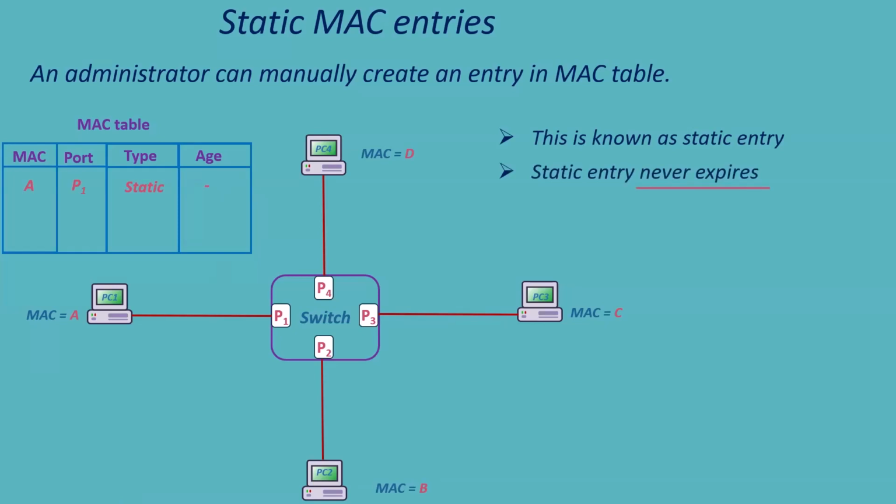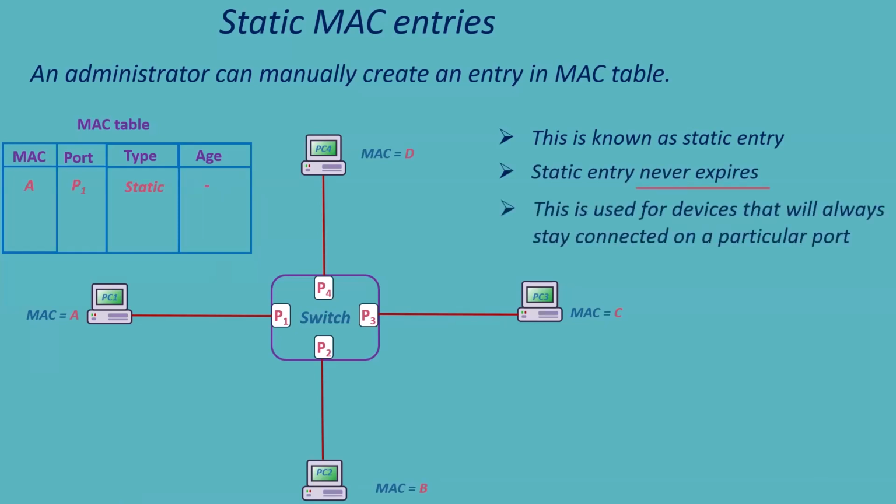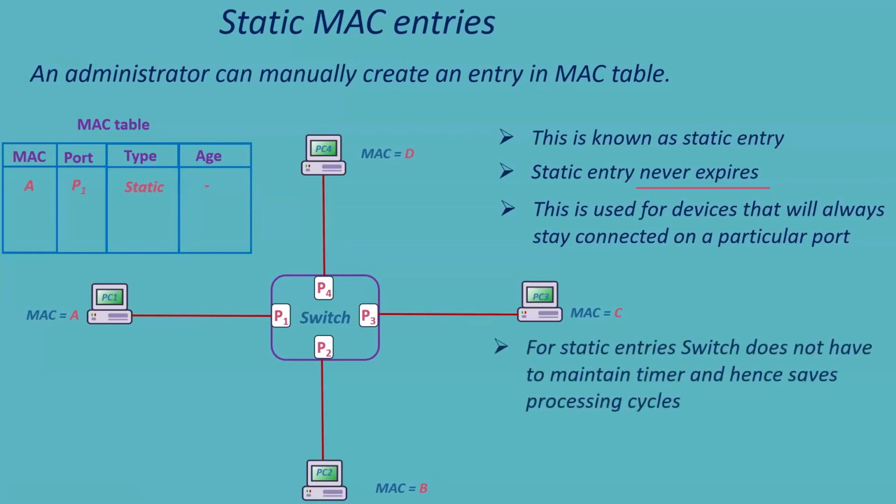These types of entries are made for devices that stay connected on a particular port. A classic example that would fall under this category would be printers. Just like PCs, printers also have a NIC card, and that NIC card also has a MAC address. So that is where this will go. And the advantage of creating a static entry is that the switch does not have to maintain a timer for that entry, and that's why it saves on processing cycles.